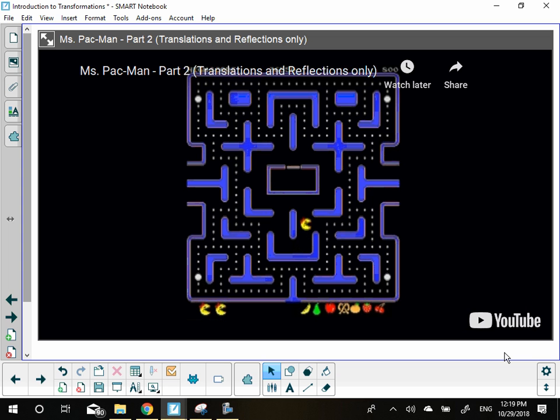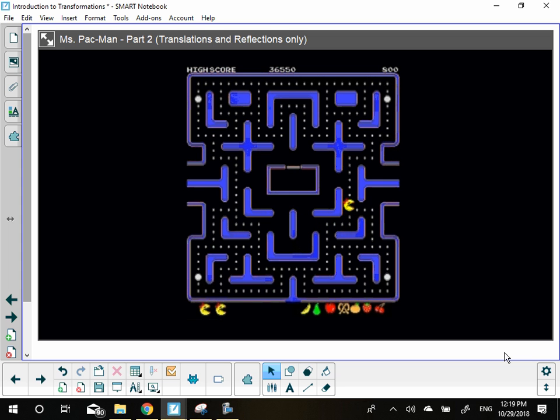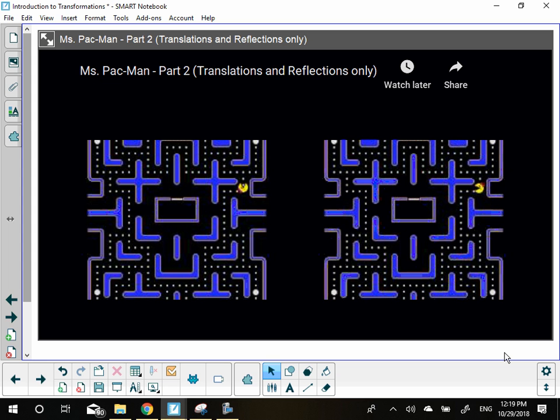So there she flipped. So it looks a little better, but it's still not quite right, huh? What are we missing? Why is it not flipped right? She's not aiming. Well, yeah, that's a good point. She's apparently not hungry anymore.